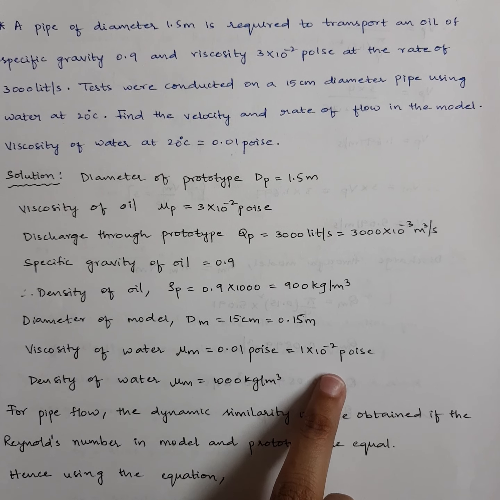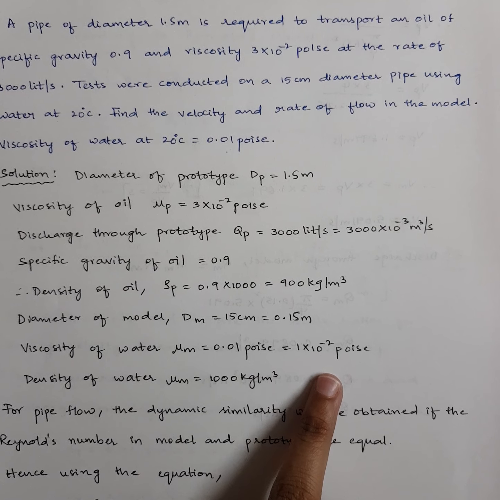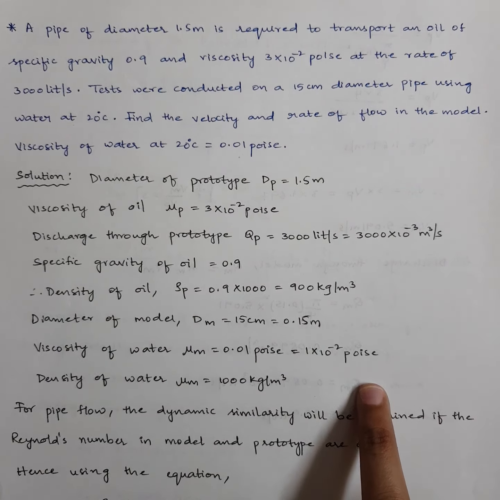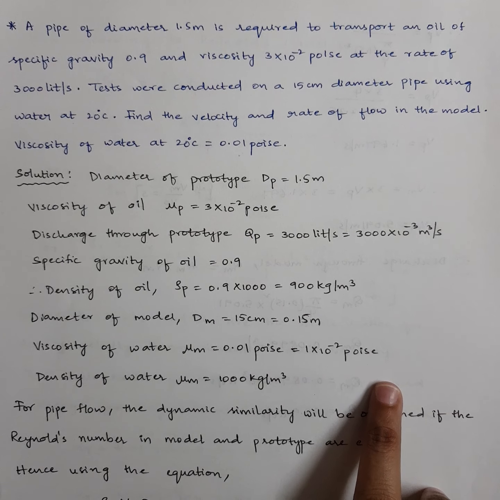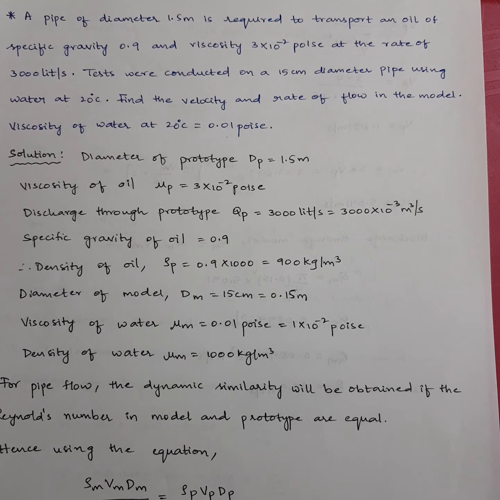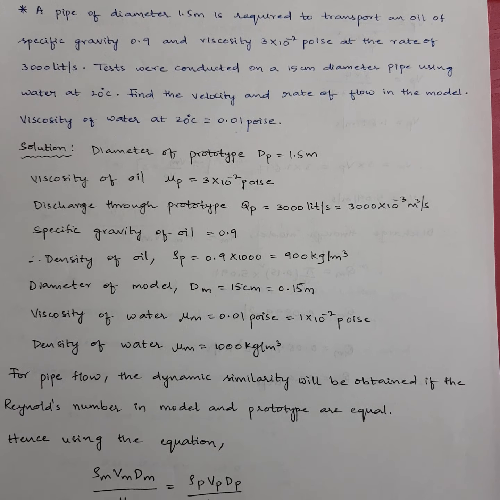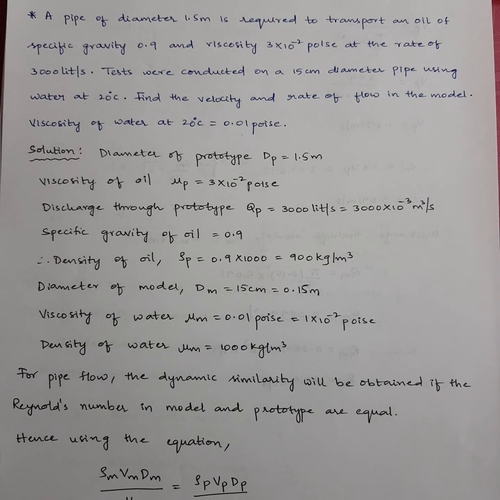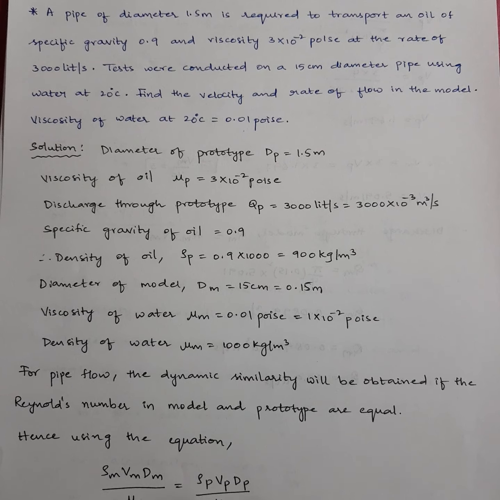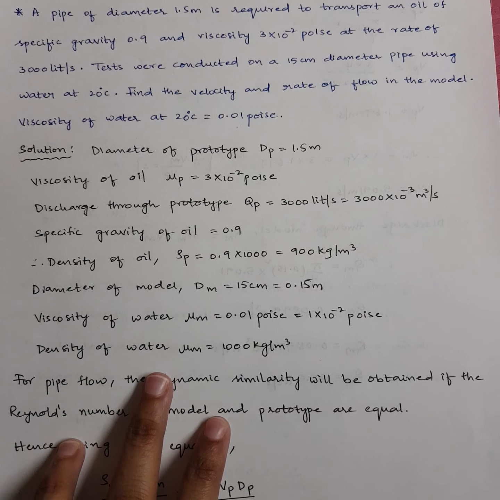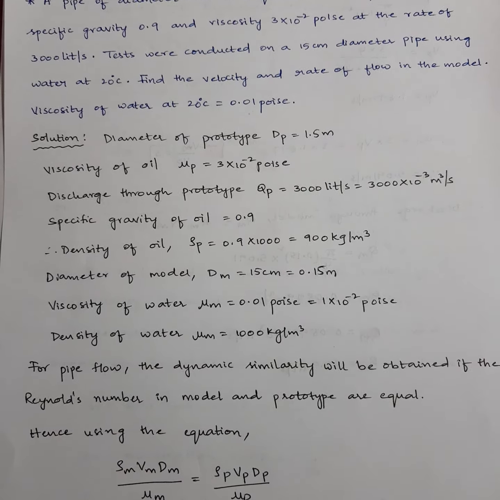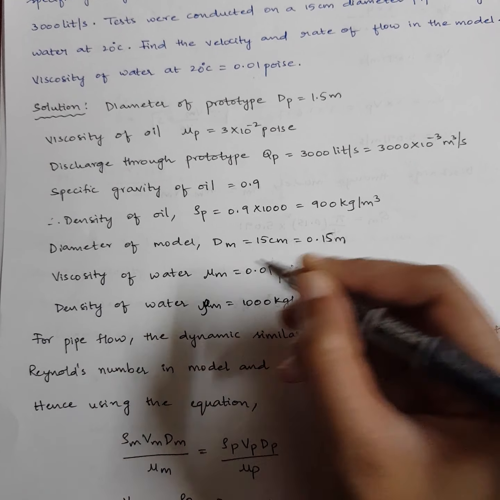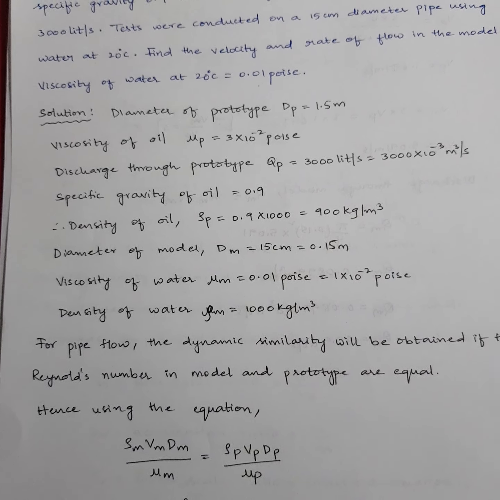I'm not converting this poise into Pascal second. Why? Because both are in poise. If one is in poise and one is in the SI system, I could have converted, but since both of them are in the same unit, poise, it will get cancelled. That's why I'm not converting. Next, the density of water, we know it by default. Sorry, this is rho m. The density of water, rho m, is 1000 kg per meter cube.